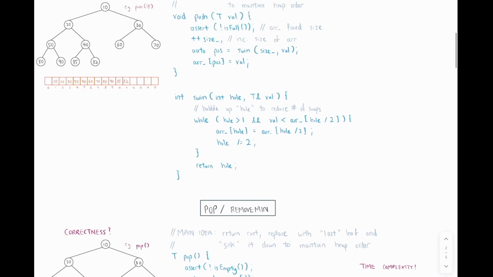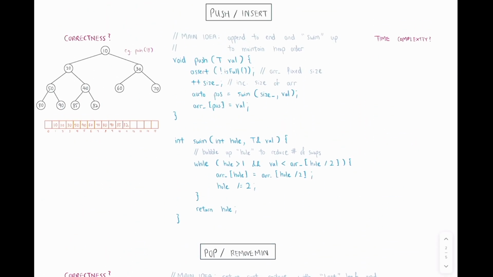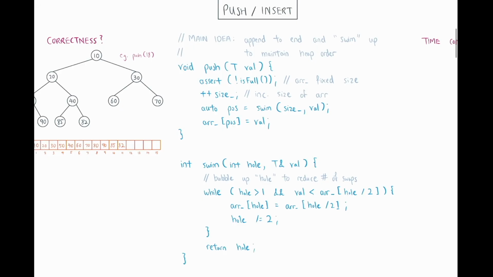Okay, essential operations on the data structure that we need to have. The main idea for insertion, or pushing onto this particular priority queue, is to append to the end and then swim up to maintain the heap order. These are all common terms when we are talking about acting on a heap.